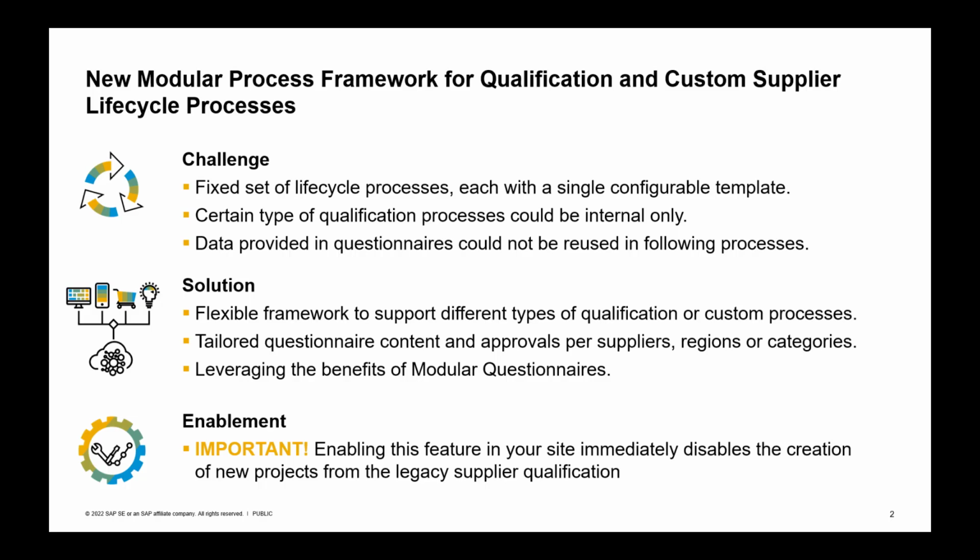Important: before enabling this feature, take into account that enabling it will immediately disable the creation of new projects from the legacy supplier qualification type. And it will also introduce other restrictions to legacy qualification. So read carefully the help documentation, define your new processes, and then implement them, taking into account how to transition from legacy supplier qualification projects to the new modular processes.